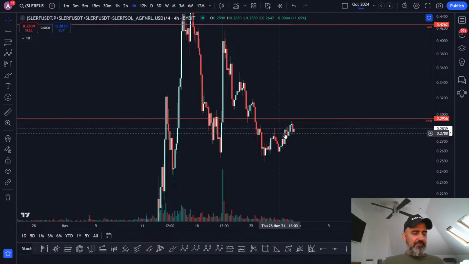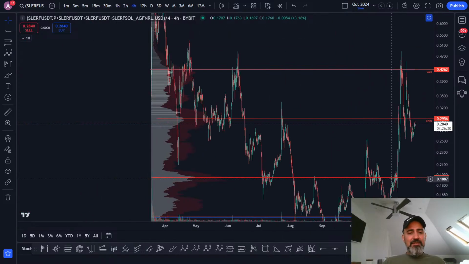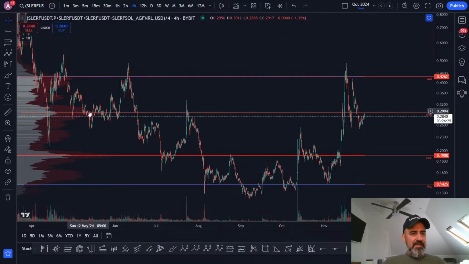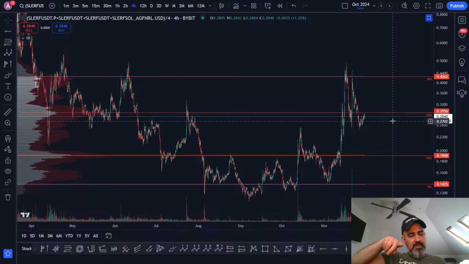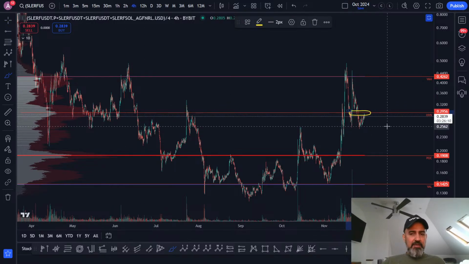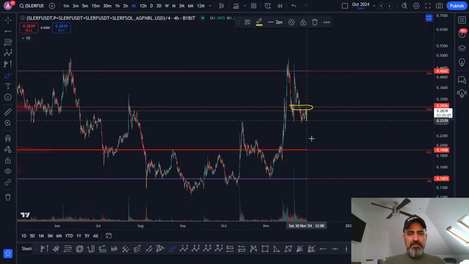Naturally, this area has to be flipped into support for the price to go up, and ideally, I would like to see this area become the point of control. I would like to see the point of control flip to here, and I would like to see the price find support on the point of control in this area. This is what I'm looking for right now. I'm not looking for lower. I'm not looking for the price to go down here.